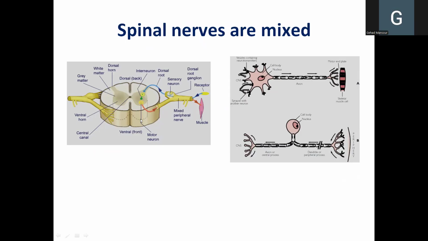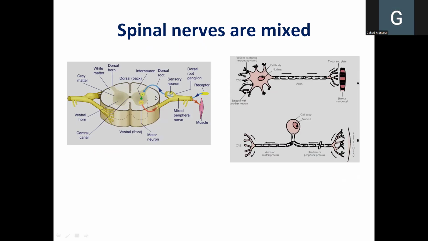The reflex action is an automatic involuntary action whose purpose is to protect the body. What are the components of the reflex action? We have a receptor, we have a mixed spinal nerve, we have a sensory afferent neuron, we have an interneuron, a ventral motor neuron, and then an effector organ.